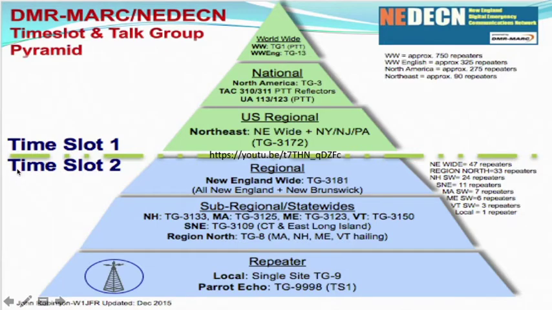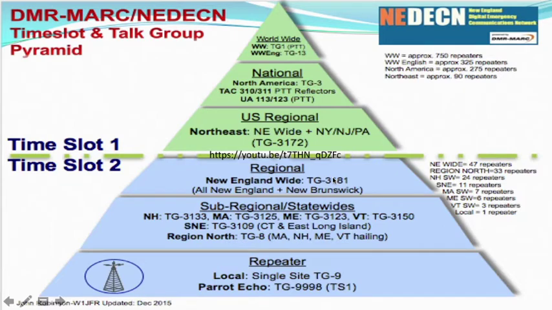And over here, normally your regional or sub-region statewide and your local repeaters, they're always going to operate on time slot 2 of the repeater. So time slot 1 is going to be up here just kind of hanging out, doing nothing. It's not got traffic. And all your traffic here is going to be going across the time slot 2.